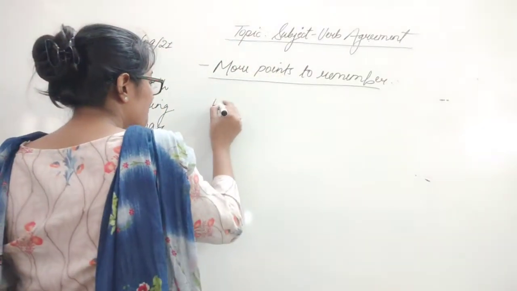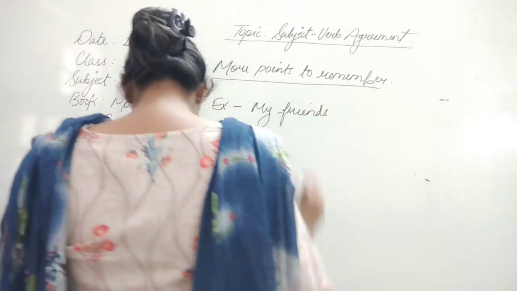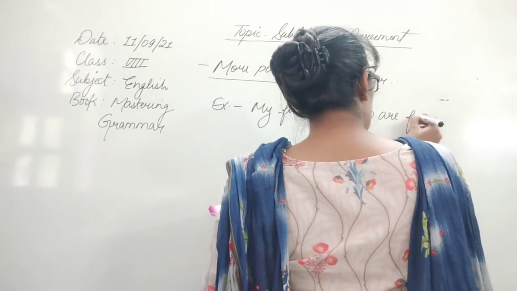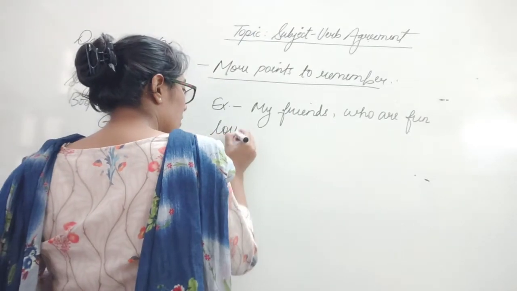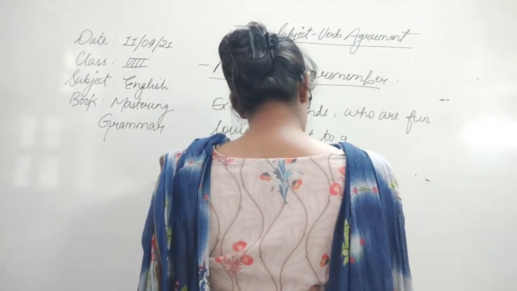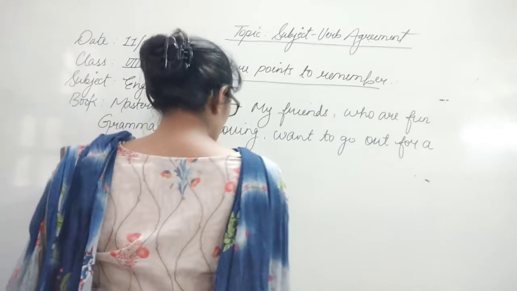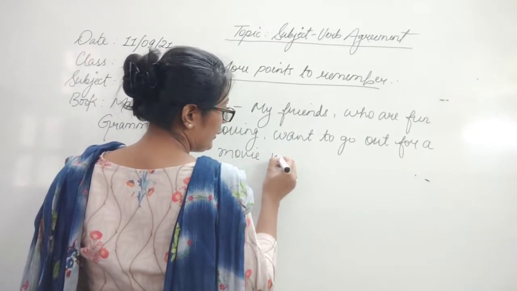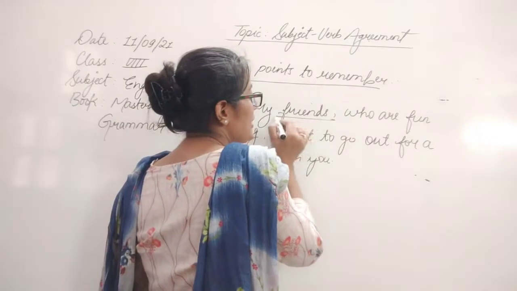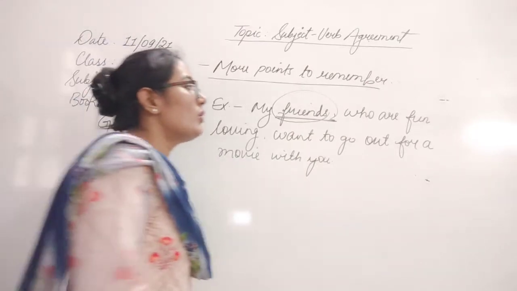So the example is, my friends who are fun-loving want to go out for a movie with you. Okay. So in this sentence, beta, friends is a group of words. Okay. Friends is a group of words. So this is the subject.